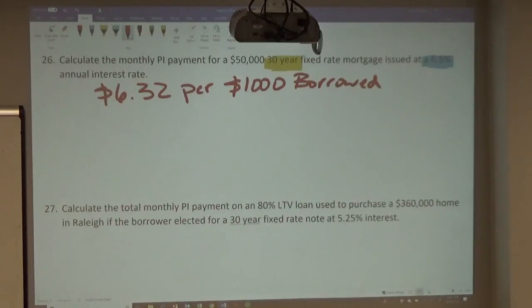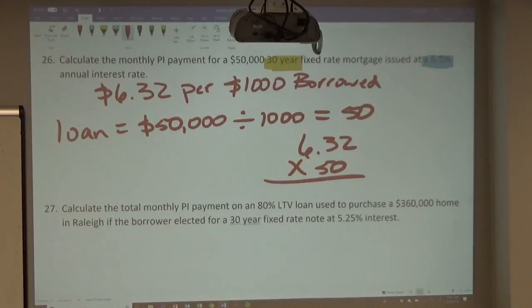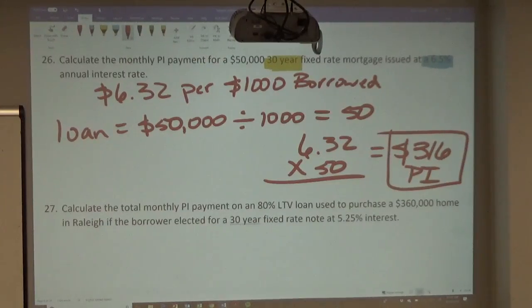But we didn't borrow $1,000. Our loan amount is $50,000. Okay? And since that's a payment per 1,000, we can divide this by 1,000 and get 50 units or 50 payment units. So that's $6.32 times 50, because we borrowed $50,000, and 632 times 50 is going to give us a monthly payment of $316 for principal and interest on that loan. $316.